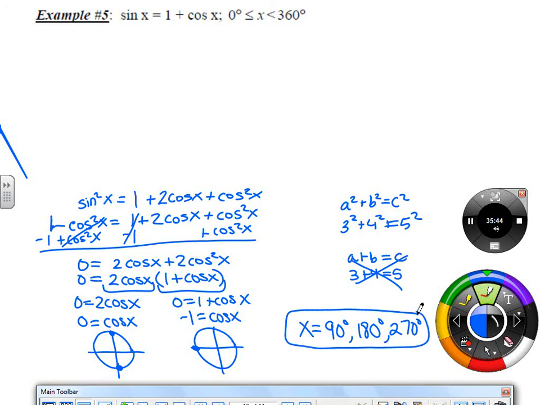So if I plugged in any of those values for x back at the beginning and calculated the sine on the left side, it would be equal to 1 plus the cosine on the right side. Okay? If you're uncertain about your answer, you could always go back in and check. Okay? All right, any questions about this? I think this is the last one.